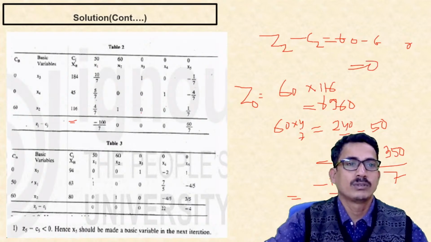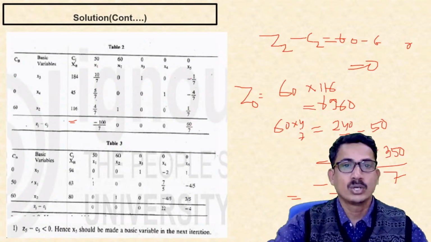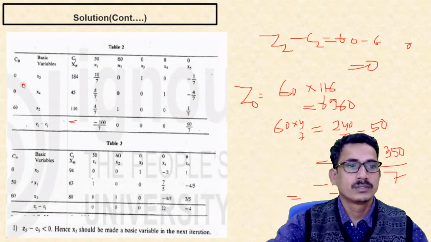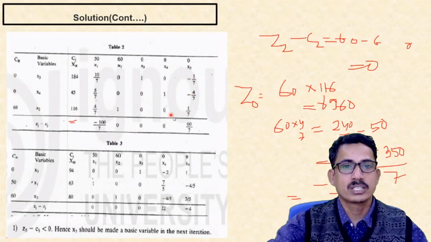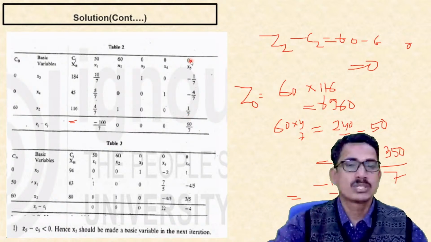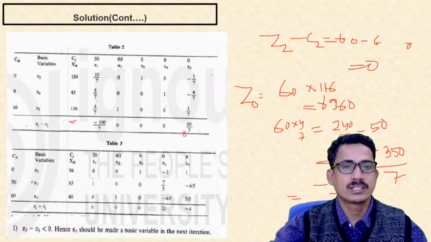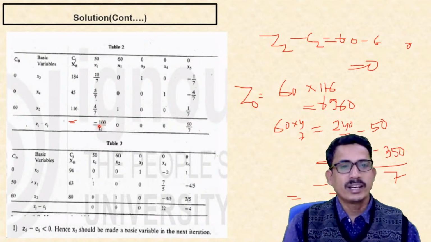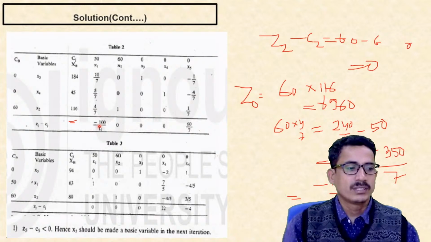Similarly, this one will be 0, this one 0, this one positive. How? The 0 into this is 0 plus 0 into this is 0 plus 60 into 1 by 7, that's 60 by 7. But C5 is 0. The 60 by 7 minus 0 is 60 by 7. So these are 0, this is positive, only one value is negative. I told you, as long as you get a negative value and until you get all positive, the table will continue.